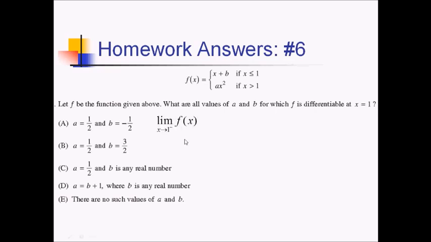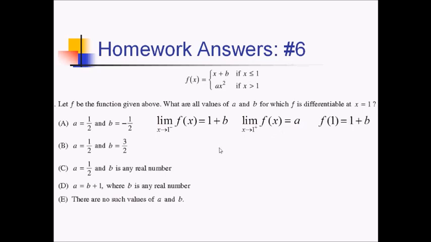So left side limit as x approaches 1 from the left here, that's going to be this first rule, so that would be 1 plus b. We don't know what b is, we'll just have to leave it that way. Right side limit, we're going to use the second rule now, plugging 1 into that. So that would be a times 1 squared, which is just a. And now, since we're showing differentiability and continuity, we need to include the function value, f of 1, which is the same as the left side limit, 1 plus b.